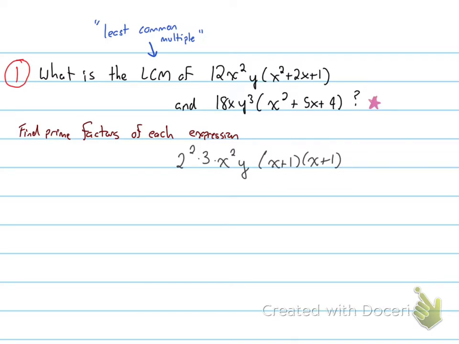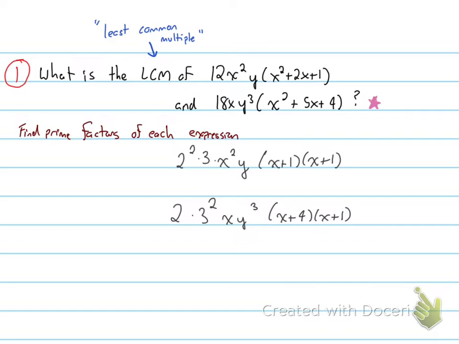For 18, we're going to do kind of the same thing. I'm going to factor out 18. The prime factorization of 18 is 2 times 3 squared. The x and the y cubed are going to go there. And then I also factor that expression: two numbers that multiply together to give me 4 and add up to give me 5 would be 4 and 1. So I have everything out in factored form.